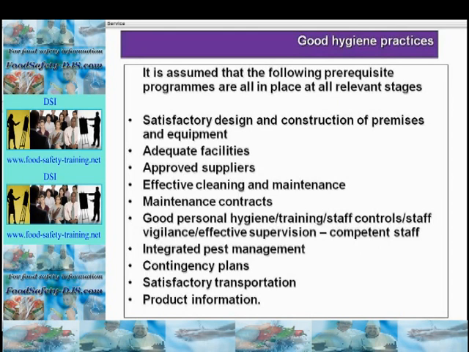It's assumed that the following prerequisites are in place at all relevant stages: satisfactory design and construction of premises and equipment, adequate facilities such as water supply, drainage, waste management, cleaning facilities, storage areas, lighting, ventilation and temperature control, the use of approved and reputable suppliers, effective cleaning and disinfection where appropriate, maintenance contracts, good personal hygiene, training, staff controls, staff vigilance and effective supervision, competent staff, integrated pest management, contingency plans, satisfactory transportation, which protects food from contamination and prevents multiplication of microorganisms, and lastly, product information and clear labelling.